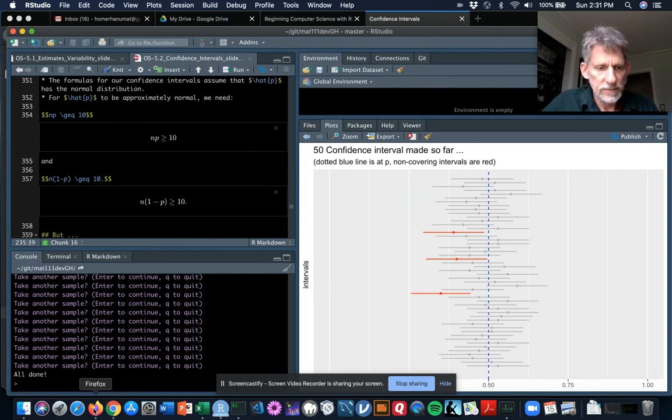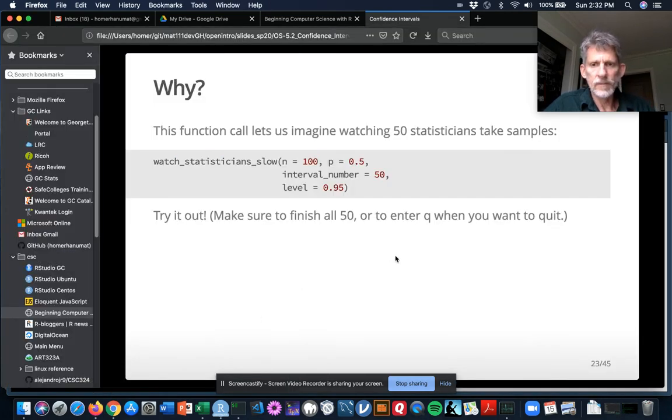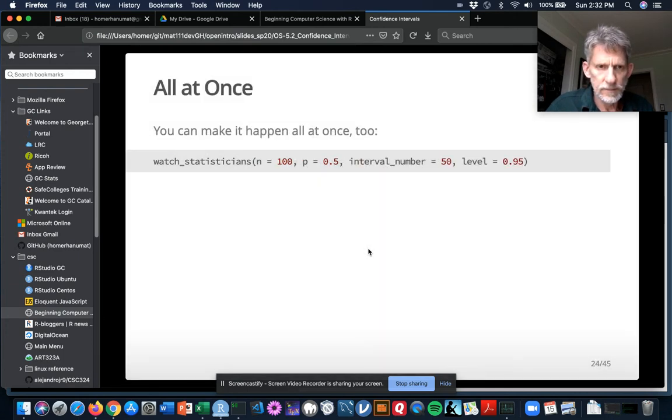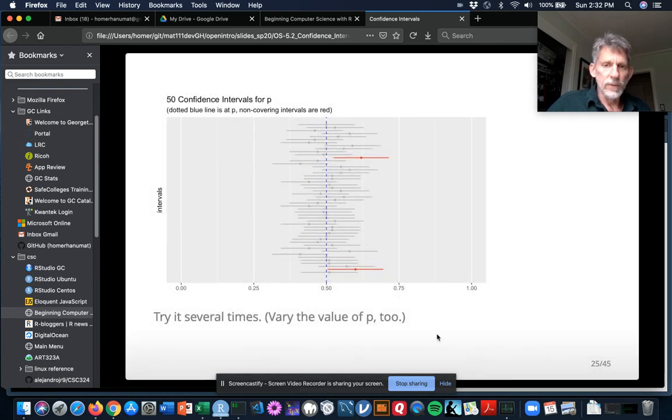Let's head back to the slides. If you want to see this happen all at once, then you can run a function called watch statisticians. And it just goes ahead and does it all for you. You don't have to ask for the statisticians one at a time. And so if you were to try to run this in your console, and I recommend doing it, you'll get different results from me because it's all based on random data. But most likely, a couple of times out of 50, you'll get unlucky statisticians. On average, what's happening is that 95% of the time, the statisticians get intervals that contain the real population parameter.